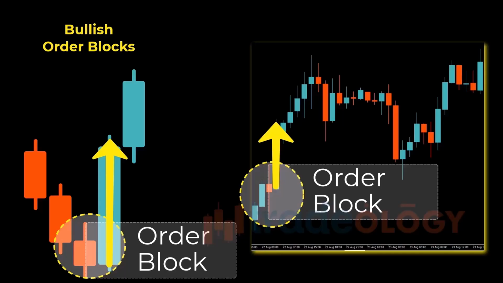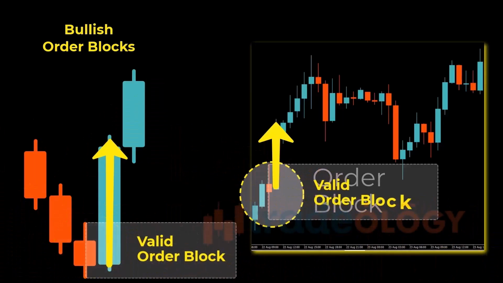For instance, in the bullish diagram, we identify this red candle as a valid order block. It acts as the last bearish candle before the price initiates a sharp upward movement, having taken out the lowest point of the previous bearish candle and effectively sweeping its liquidity.